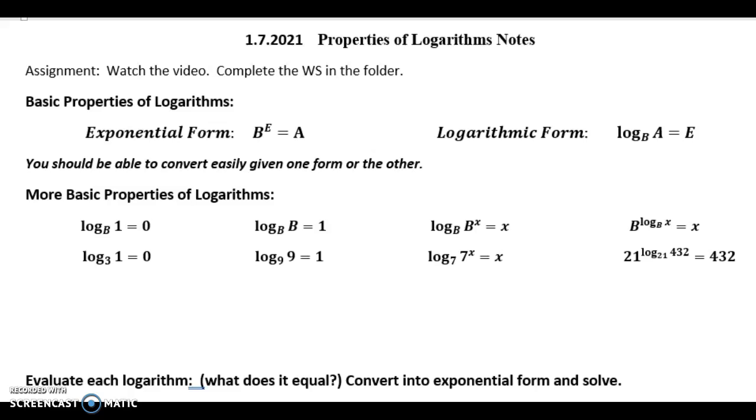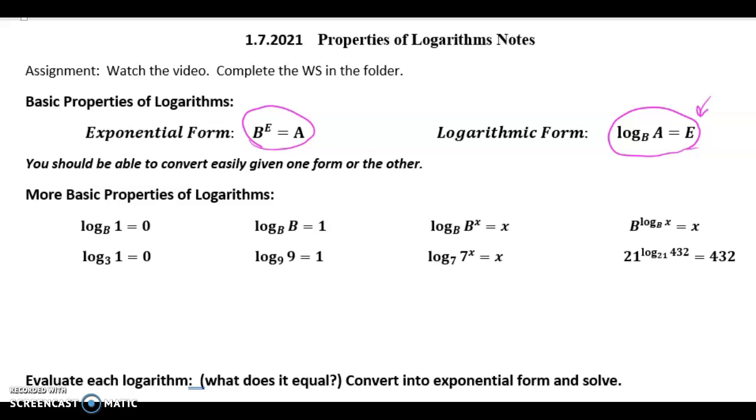Basic properties of logarithms. This is called exponential form. You have a number to a power equals the answer. And this is the log form for that. Log base A, the answer goes here, equals the exponent. Logarithms equal exponents. Remember that. You should be able to convert easily given one form or the other and converting into the reverse form.